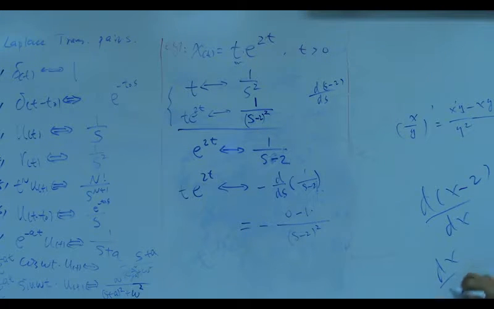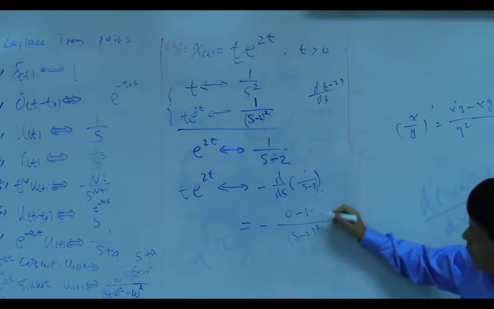What is dx over dx? What is d(x minus 2)? What is d2 over dx? This one equals what? 2 does not change with respect to x. It's always constant. This one, x minus 2, the same thing as this one. So equals 1, right? So this one will be equal to 1 here.